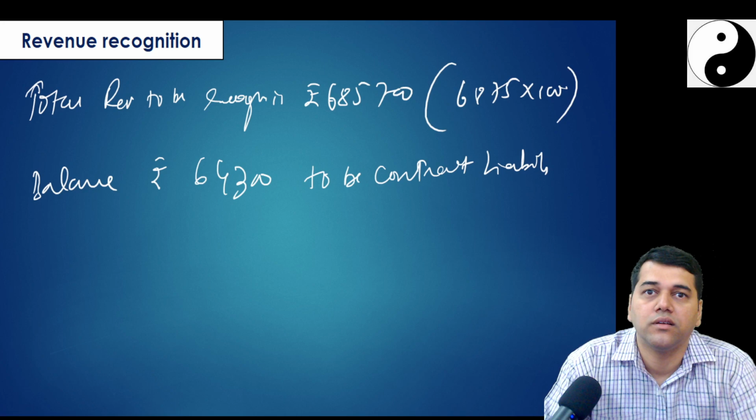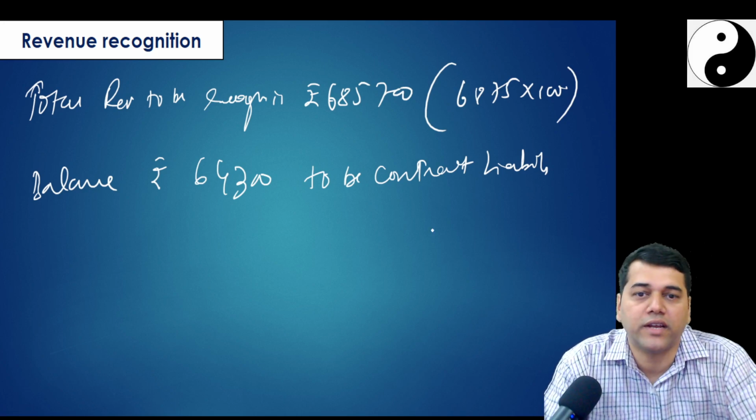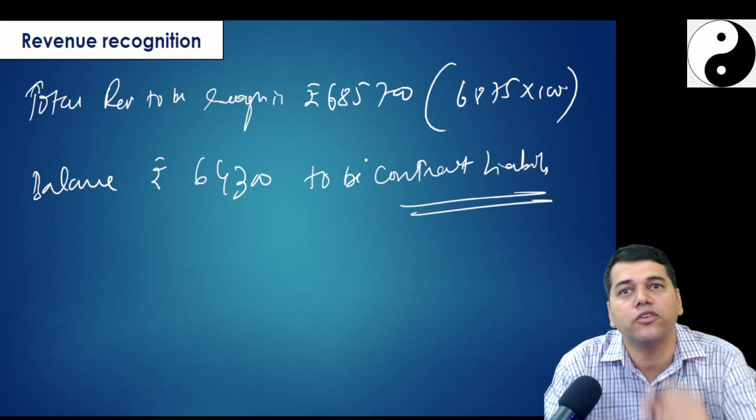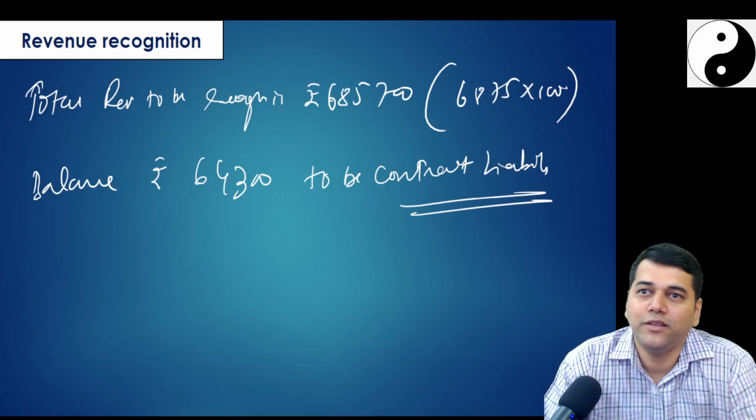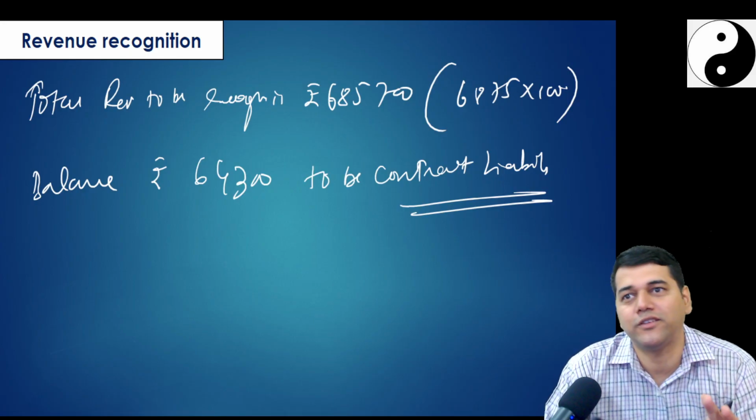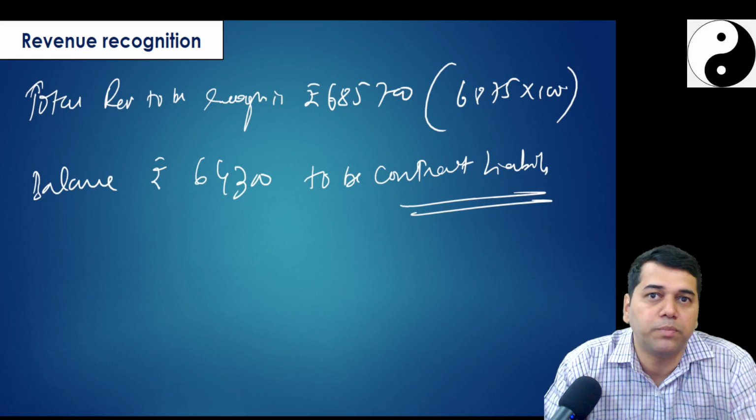So it will sit as a contract liability, extra amount, because 7,500 is not your revenue, no? Previously you would have done all those stuff. You said 7,500 is my revenue. Now standard is not going to permit it.